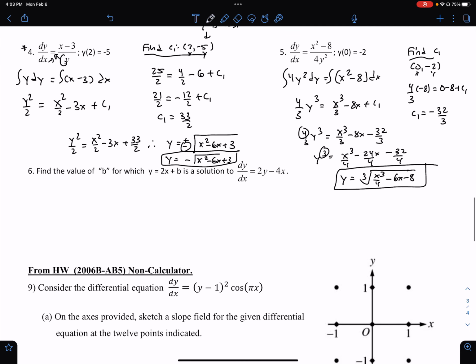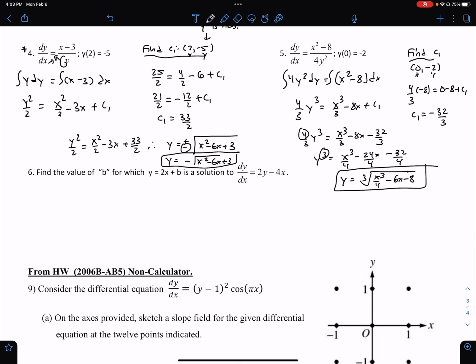All right, a little bit different problem here. This one shows up on the AP every once in a while. It says, find the value of b for which y equals 2x plus b is a solution to this differential.